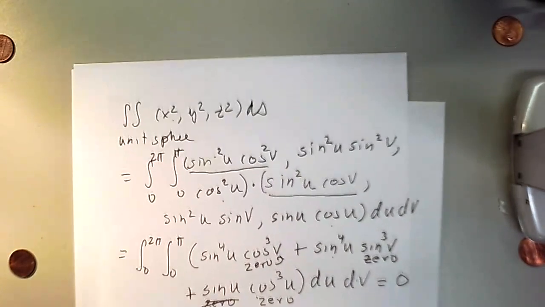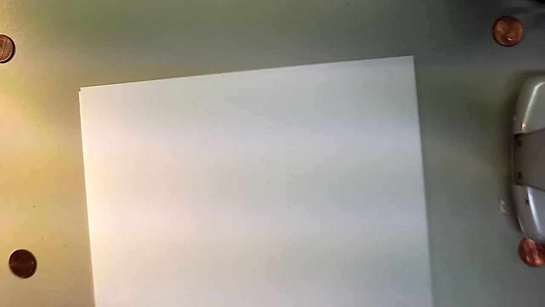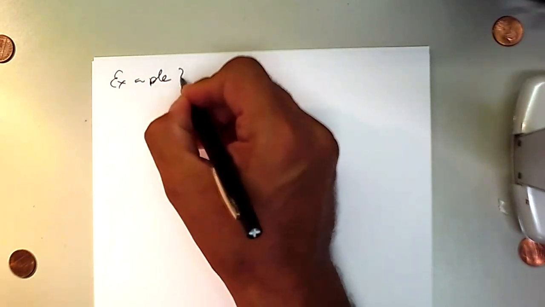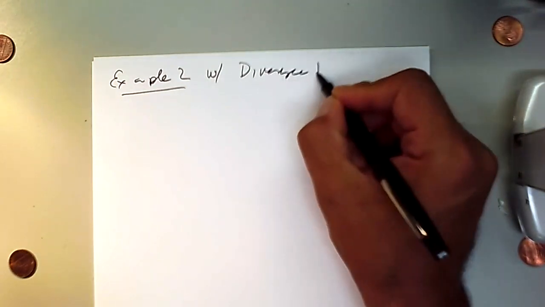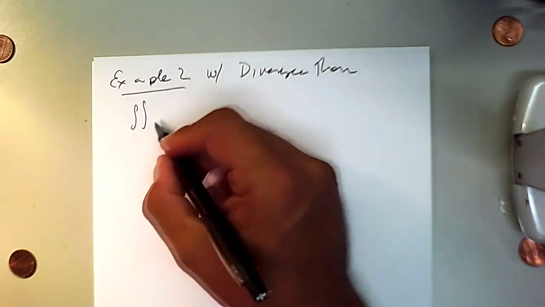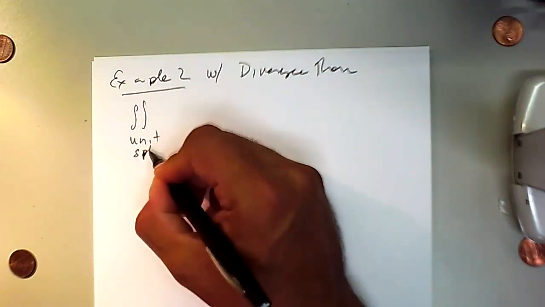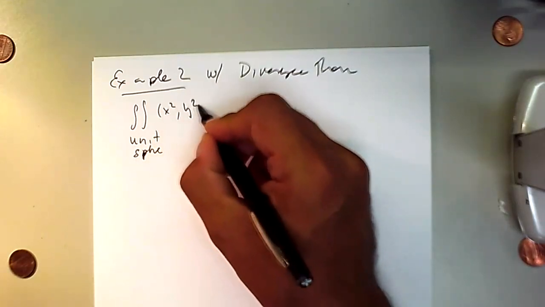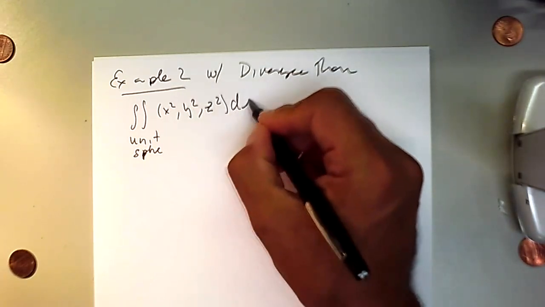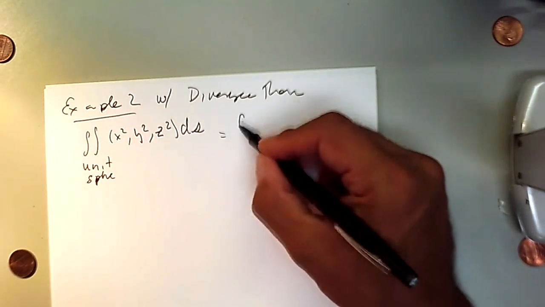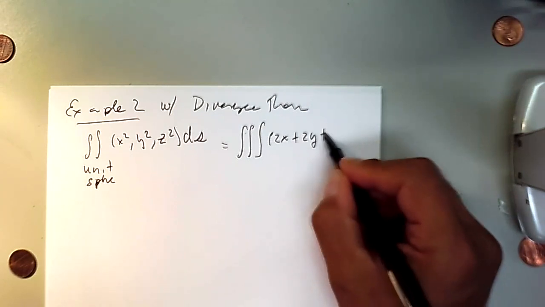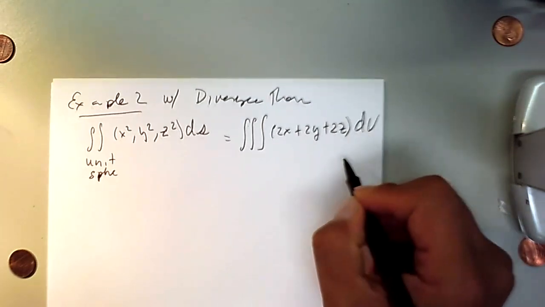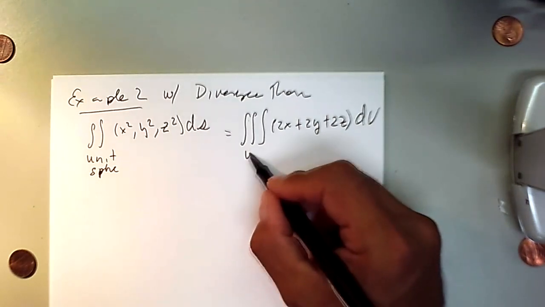Now, we did not use the divergence theorem. What does the divergence theorem entitle? So example 2, again, with the divergence theorem. So remember, we are doing the double integral over the unit sphere of x squared, y squared, z squared with respect to the surface. The divergence theorem says, well, why don't we do the triple integral of 2x plus 2y plus 2z over the volume of the sphere, the unit sphere.